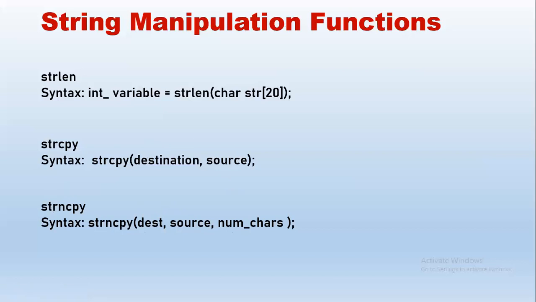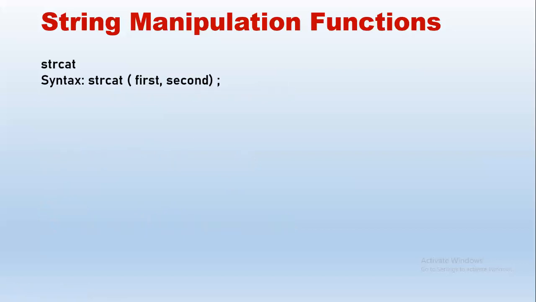Next, we have strcat. The syntax is pretty simple. strcat, within brackets we specify first comma second. We have seen this with the example of first name, and then we append the last name to get the full name. So here we just specify strcat first name comma last name. What happens is the resultant will be stored into the first string. So the second is appended to the end of the first.